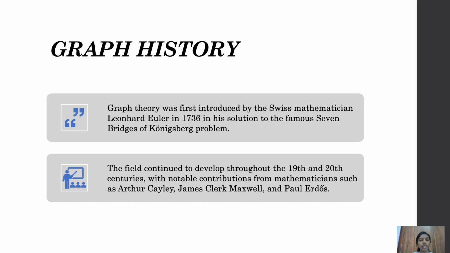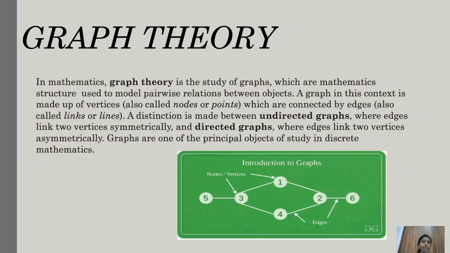Graph theory. Graph theory was first introduced by the Swiss mathematician Euler in the year 1736 in his solution to the famous Seven Bridges of Königsberg problem. The field continued to develop throughout the 19th and 20th centuries with notable contributions from mathematicians such as Arthur, James and Paul.